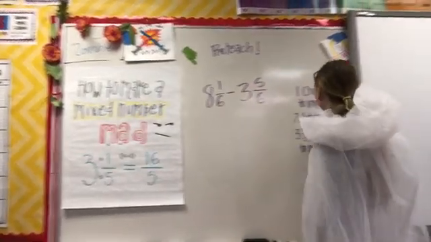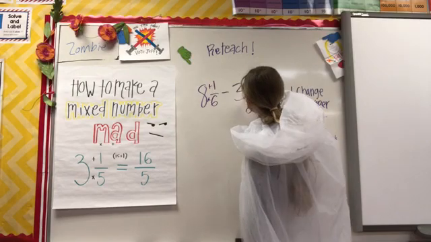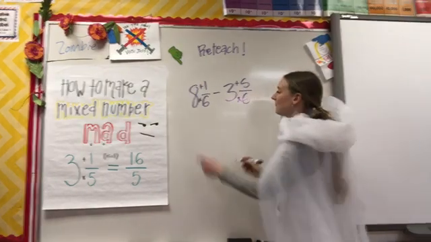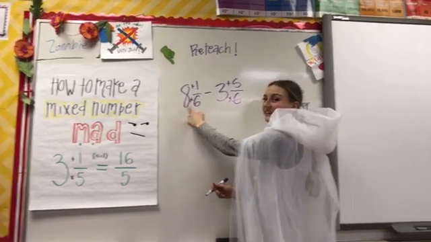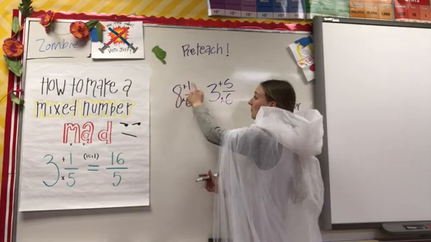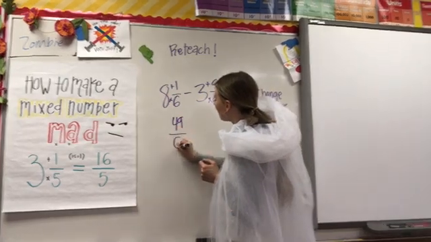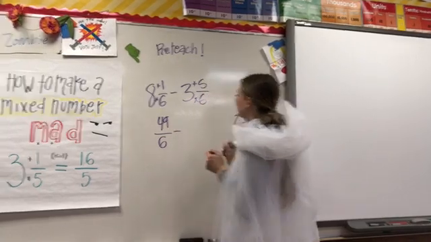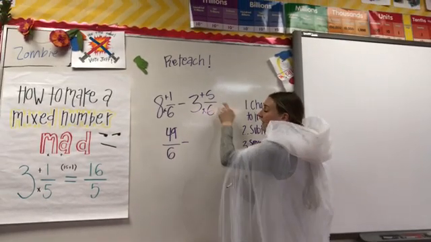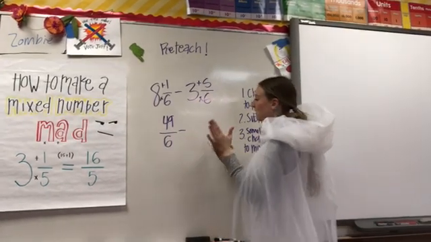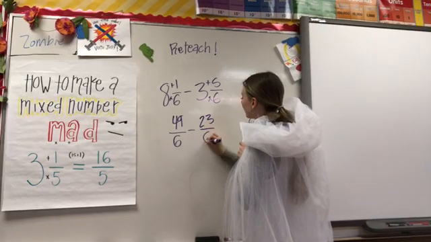All right, step 1, we need to change to improper. Okay, so we times and add, times and add. All right, so 6 times 8 is, if you remember, 6 times 8 went on a date with 48, plus 1 is 49. And we keep it over the same denominator, 6. Minus 6 times 3 is 18, plus 5, 19, 20, 21, 22, 23. 23, and we keep the same denominator, 6.